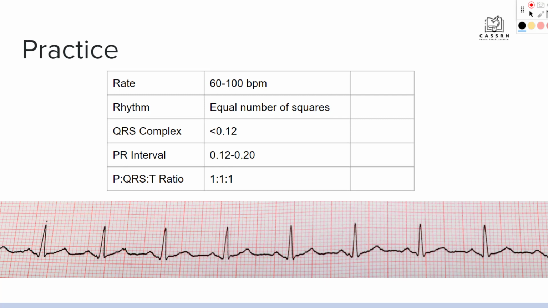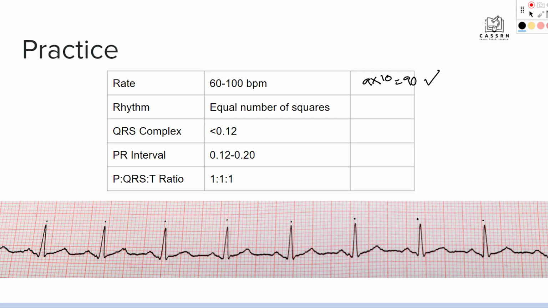So we've got 1, 2, 3, 4, 5, 6, 7, 8, and you could maybe say 9, arguably, on that. Since this is 6 seconds and there's 60 seconds in a minute, we're just going to take 9 and times it by 10, and that's going to give us 90. Okay, so we know that this one is indeed normal.